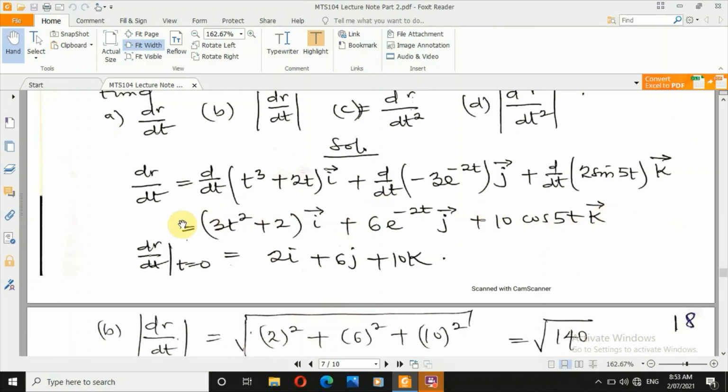And don't forget, we're dealing with curvilinear motion, so we need to specify the direction because we're dealing with 2 or more dimensions. Here we have just 3 dimensions, i, j, and k. So now let's find the magnitude.